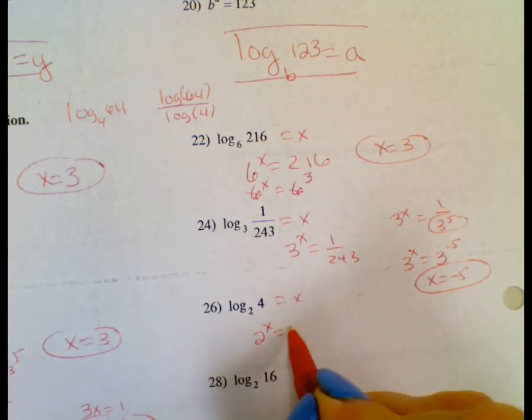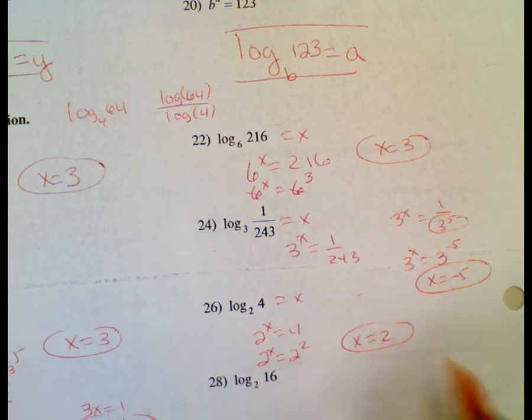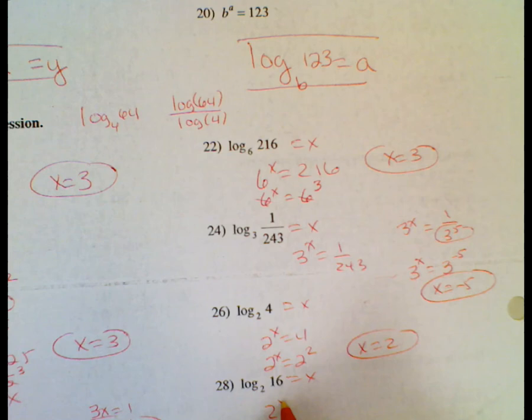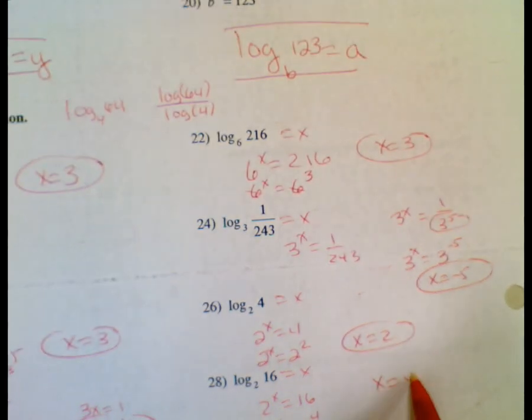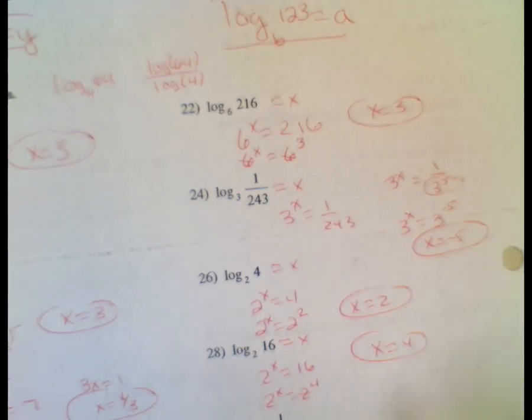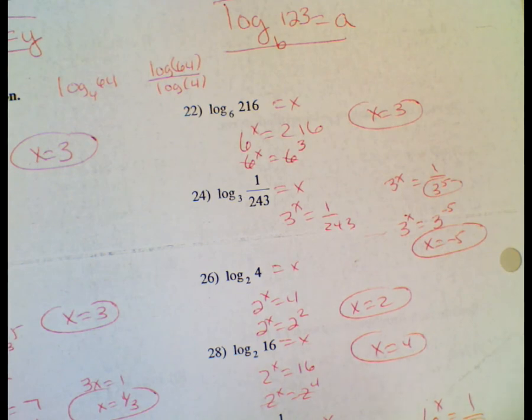So 2 to the x equals 4. 2 to the x equals 2 squared, and x is 2. 2 to the x equals 16. 16 is 2 to the 4th. So x is 4, because you ignore the 2's. 6 to the x equals 1 over 216. So 6 to the x is 1 over 6 to the 3rd. If you have this in the bottom, it comes to the top as a negative 3. Ignore your 6's, x equals negative 3.